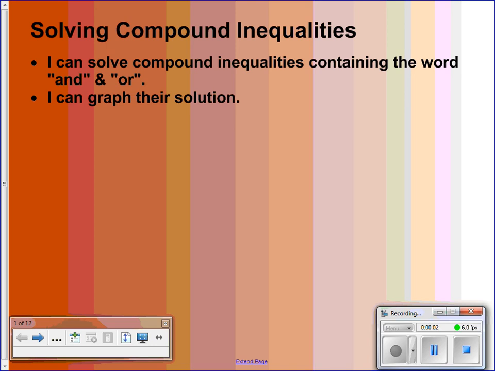In this lesson, we will be solving compound inequalities. At the end of the lesson, we will be able to solve compound inequalities containing the word and or, and graph their solution.